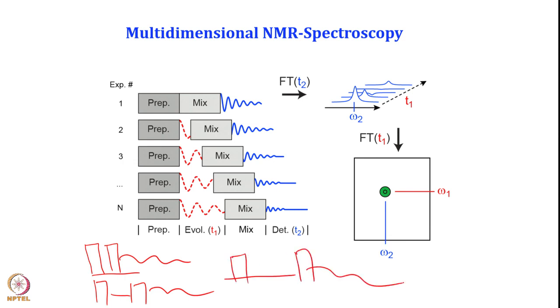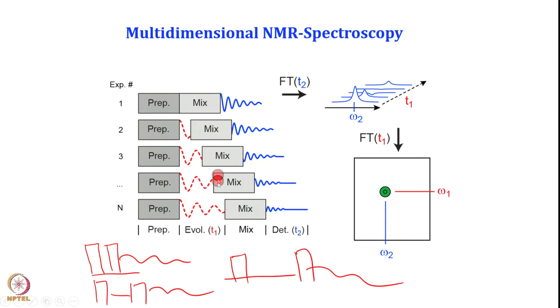Similarly, we are doing the same thing in solid state as well. We are starting with a preparation stage, and then there is a mixing stage, and then we are detecting it. In the second experiment we are increasing the distance between the preparation stage and the mixing stage. In the third experiment even more, fourth even more, fifth again. So, we are increasing it.